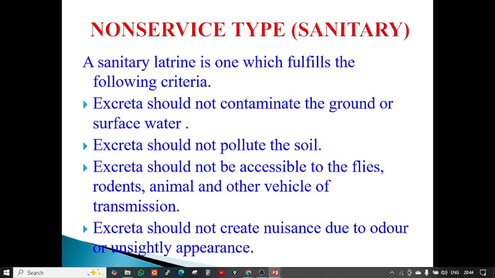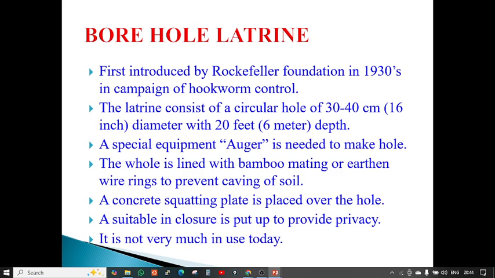Then it should also not be accessible to flies, rodents and animals. Excreta should not create a nuisance due to unhygienic appearance. You have to keep in mind that it should not be litter. So these are the different ways we can dispose of these things, and we should not go into details.